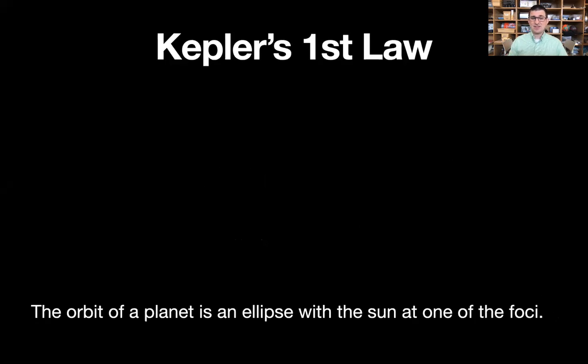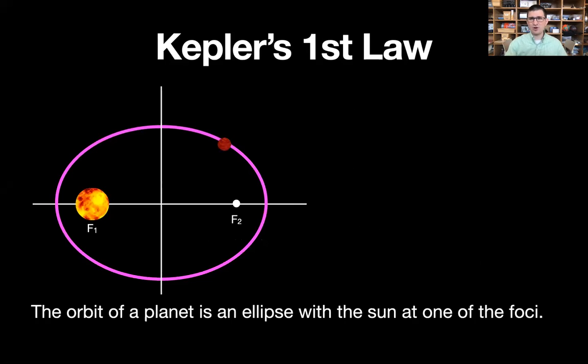So his first law says, pretty simply, that the orbit of a planet is an ellipse with the sun at one of the foci. You guys have studied ellipses before, so I don't need to talk about this too much, but here's what an ellipse looks like. It has two foci. The sun is going to be one of them, and then the planet is going to orbit around the sun in an elliptical fashion.